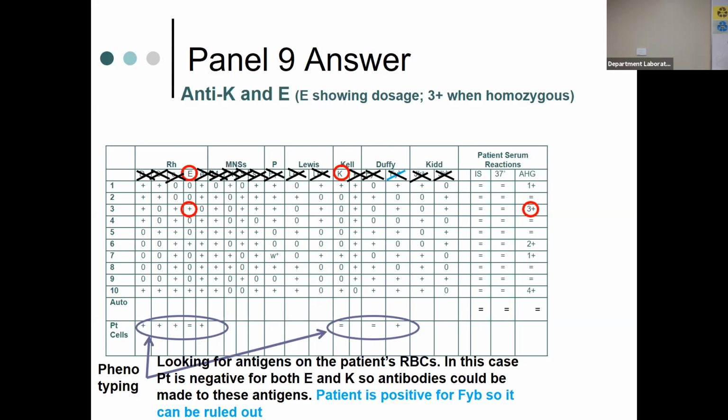Okay, now let's look at E. Where is E positive on your panel cells? Panel cell 3, 6, and 10. Notice that 3 has a 3+ reaction. 6 has a 2+ reaction. Why do we have varying reactions there?